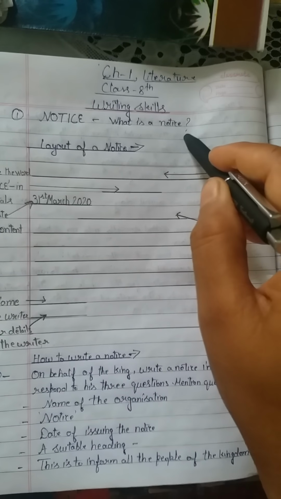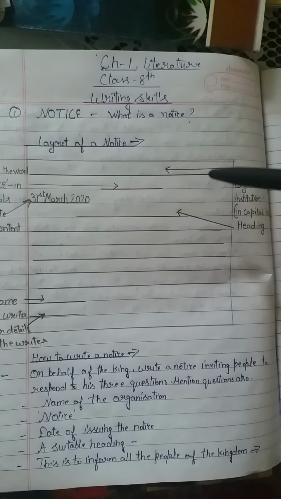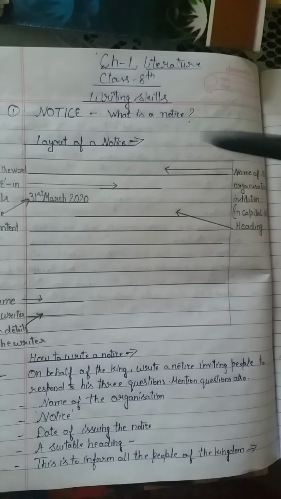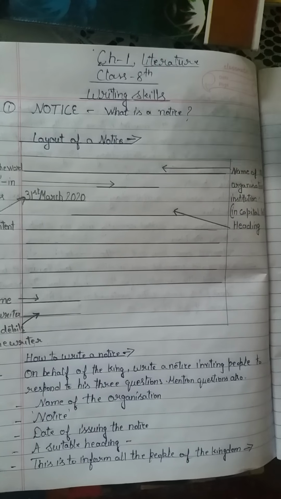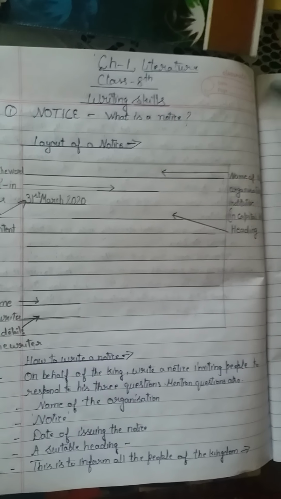What is a notice? A notice is a very short piece of writing which is usually formal in style, and it's widely used by individuals and organizations to announce events and celebrations, sometimes births and deaths, occasions, etc. And most notices are meant to be pinned up or pasted on special boards meant for the purpose.